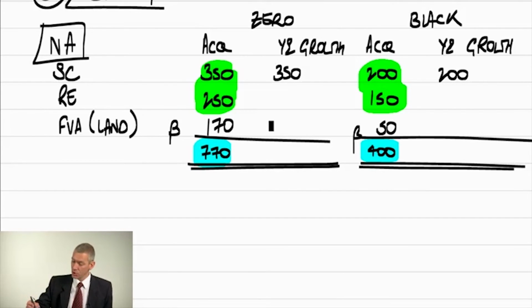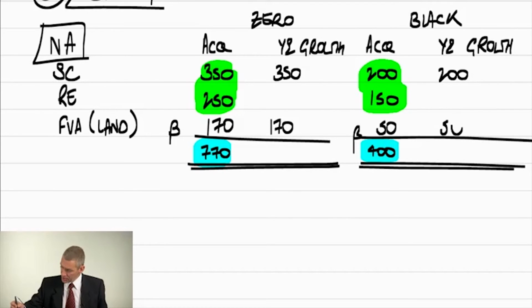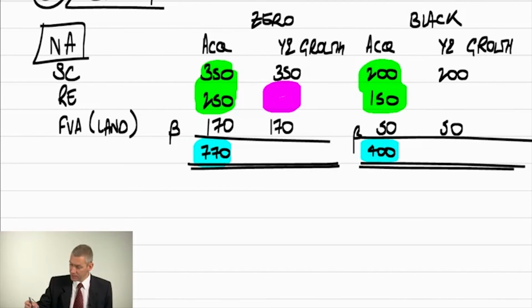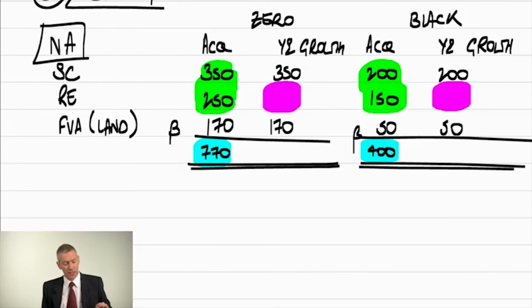So the FVA is unchanging. And as you can see, all we need now is the pink one here for the retained earnings at the current year end. Okay, we've started. Great. Now, let me introduce you to the body of the question.